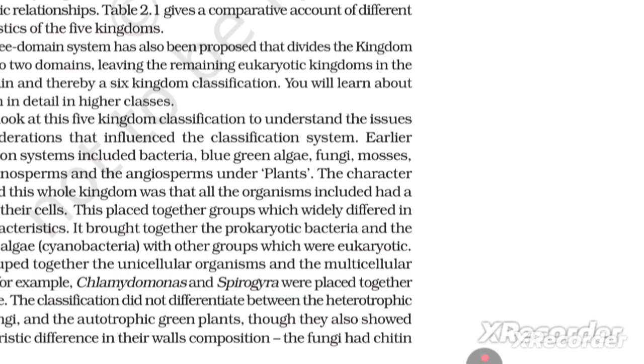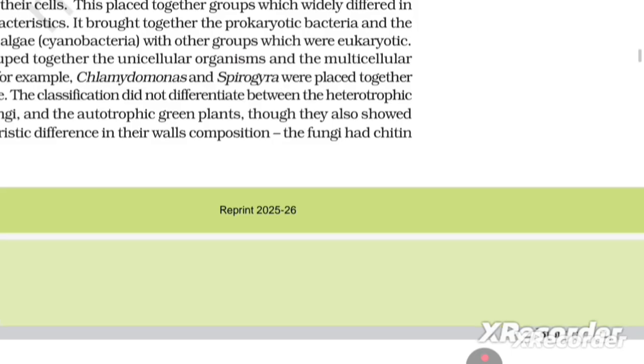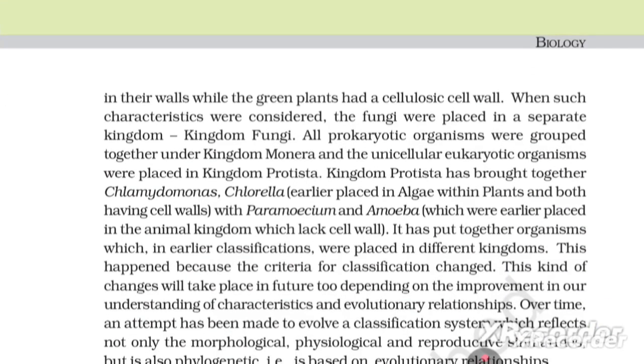For example, Chlamydomonas and Spirogyra were placed together under algae. The classification did not differentiate between the heterotrophic group fungi and the autotrophic group plants, though they also show a characteristic difference in their wall composition. The fungi had chitin in their wall while the green plants have a cellulosic cell wall. When such characteristics were considered, the fungi were placed in a separate kingdom, kingdom Fungi. All prokaryotic organisms were grouped together under kingdom Monera and the unicellular eukaryotic organisms were placed in kingdom Protista.